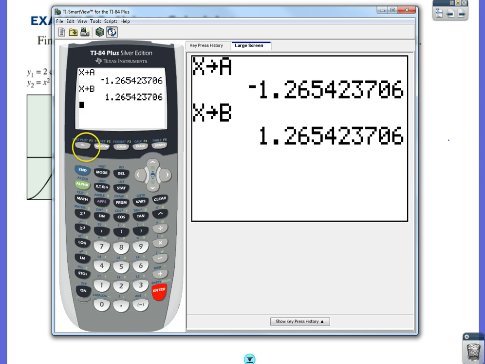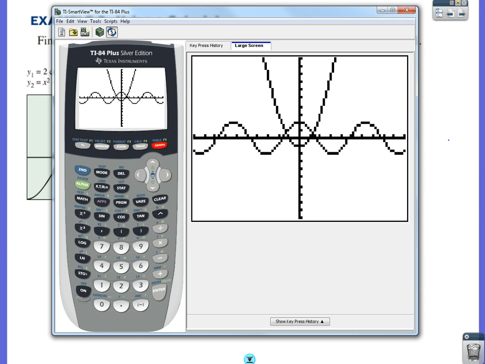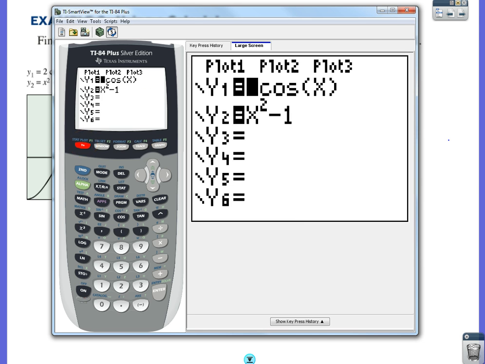Again, I'm going to take a look at which one's on top and which one's on bottom. In this section, the cosine graph is always on top, and the x squared is always on the bottom. So when I go and look at y equals, cosine is my first one, x squared is the second, so it's going to be y1 minus y2, because y1 is going to be on top.